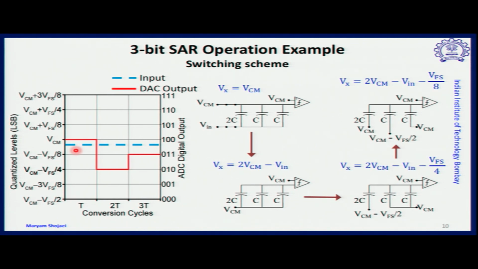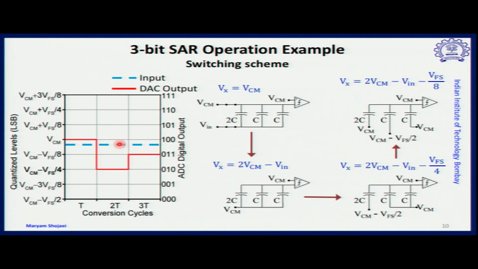That means VCM minus Vin is positive, or Vin minus VCM is negative. Because Vin minus VCM is negative, we start from VCM minus V full scale by 2, shown over here, to generate the next reference level. This reference level is the original value minus V full scale by 4. Therefore, Vx changes to 2 VCM minus Vin minus V full scale by 4. This is the value of Vx, and the effective reference produced is VCM minus V full scale by 4, which is shown in the left diagram.